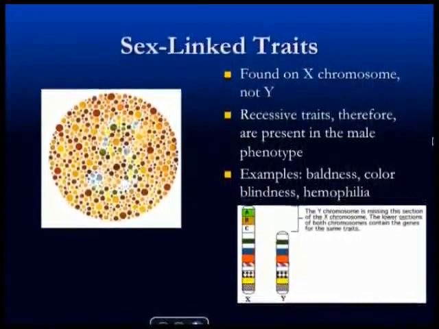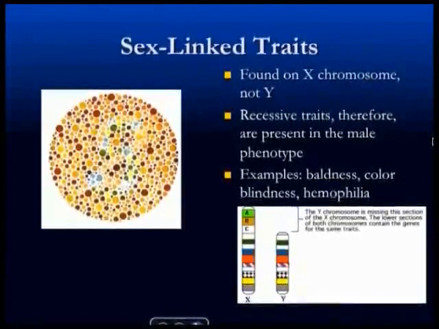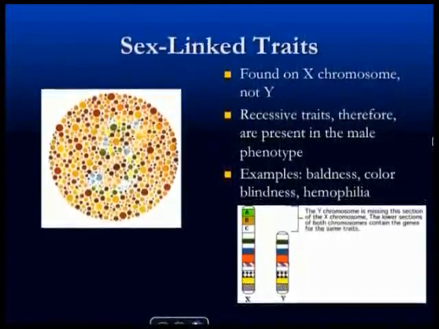So there are a number of things that are found on genes on the X chromosome, so the males only have a single copy of them, and that explains the patterns of inheritance of some things like baldness or color blindness, as well as hemophilia, which is a blood clotting problem. You lack the protein that causes blood to clot. And that, too, is a situation where females typically are carriers and males actually have it expressed in their phenotype. Okay? So, recessive traits, therefore, are present in the male phenotype.